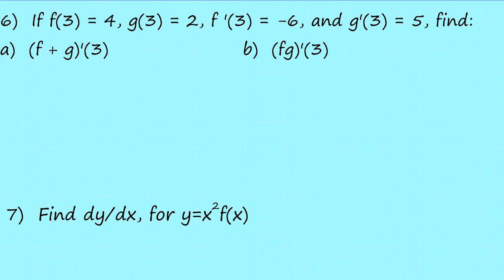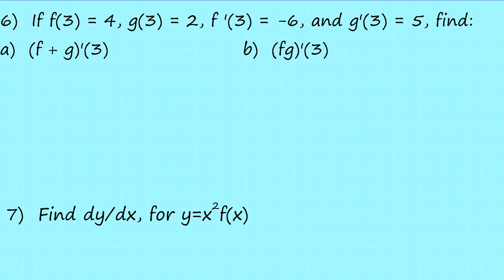Okay, we're going to wrap this up with just a little bit more. So in numbers 6 and 7, we're not given a function and asked for its derivative, but we're still applying the rules to the situation. Number 6 gives us f of 3 and g of 3 and f prime of 3 and g prime of 3. And in part A, we're asked to find the derivative of f plus g.